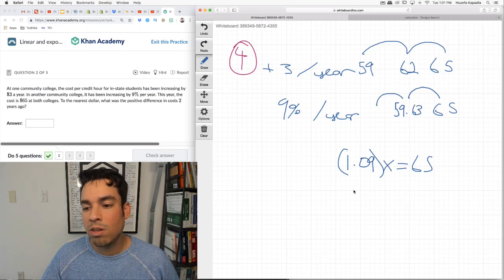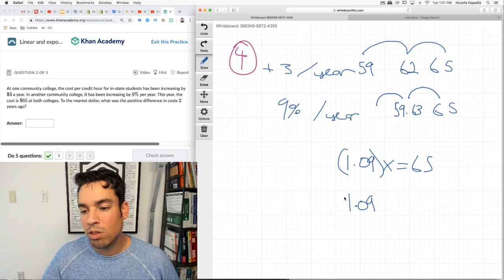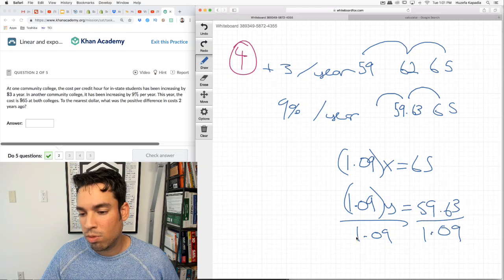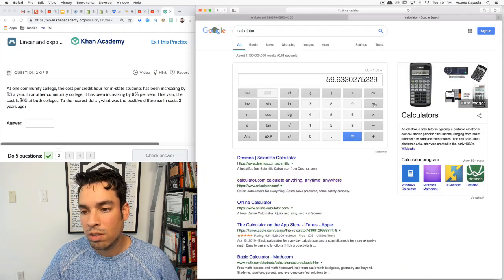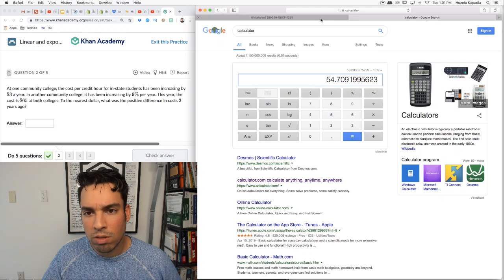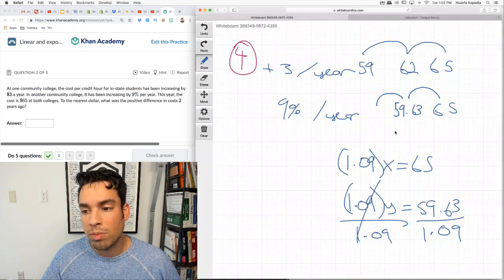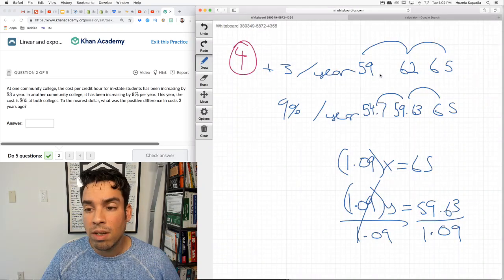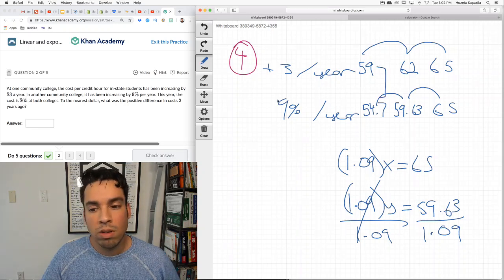And then to get back here, we say 1.09 times the year previous, I'll just call it y, equals 59.63. So again, to solve for y, I'm dividing 59.63 by 1.09. And we get the same thing that we got before, 54.7 roughly. I think it was the exact same. It should be 54.7, so we'll round it to 54.7, but we could round it up to 55. And again, that's a difference of 4.